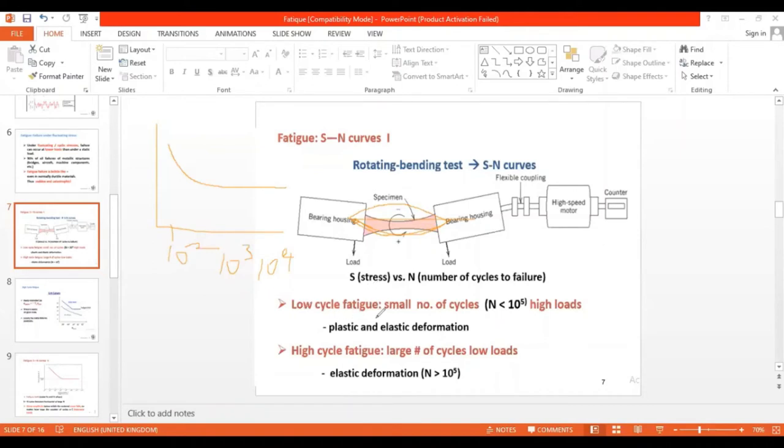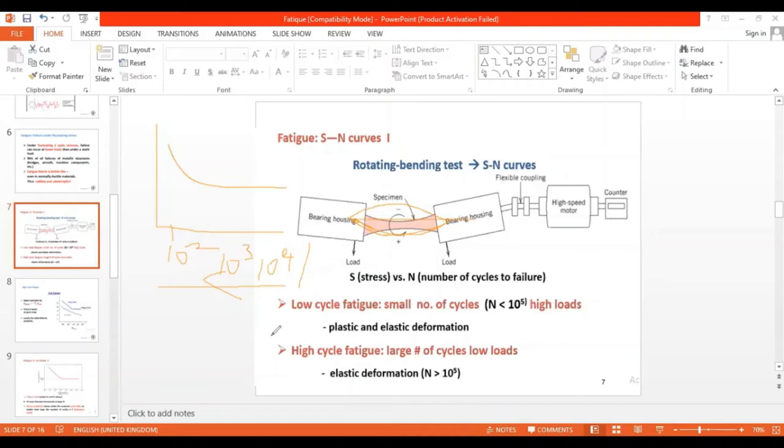Low cycle fatigue, small number of cycles, right? If your structure is failing at 10 to the power 5 and below, that is known as low cycle fatigue. High loads, plastic and elastic deformation. Based on that, you can assume whether to use your sample in that particular application or not.